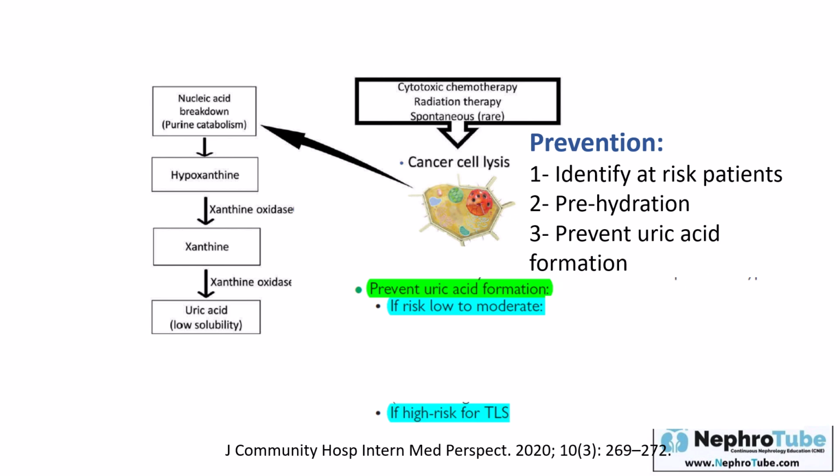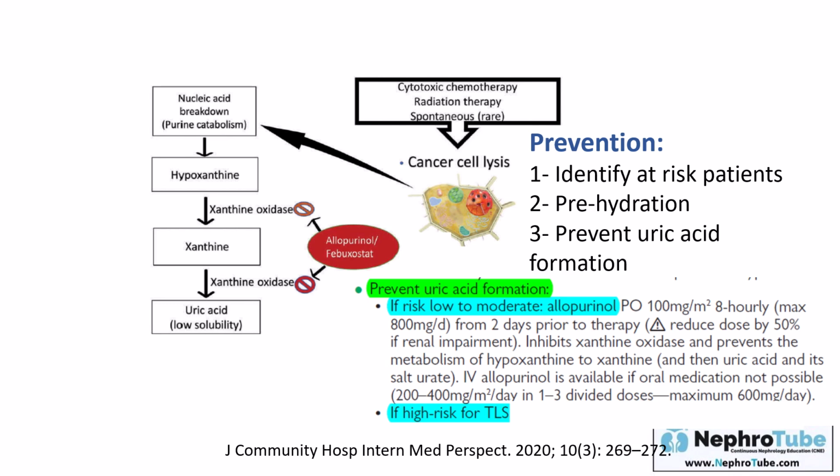The third point for prevention, after identification of patients at risk and after pre-hydration, is to prevent uric acid formation. If the patient is low to moderate risk, you can use allopurinol or febuxostat to prevent the conversion of hypoxanthine to uric acid, which has low solubility. Febuxostat can be used at a dose from 80 to 120 milligrams per day. Allopurinol can be used at a maximum dose of 800 milligrams per day. Both can be started 2 days before therapy, and you have to continue after the radiotherapy or chemotherapy.